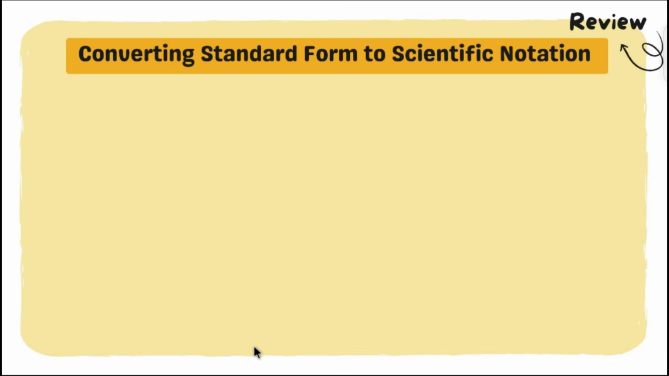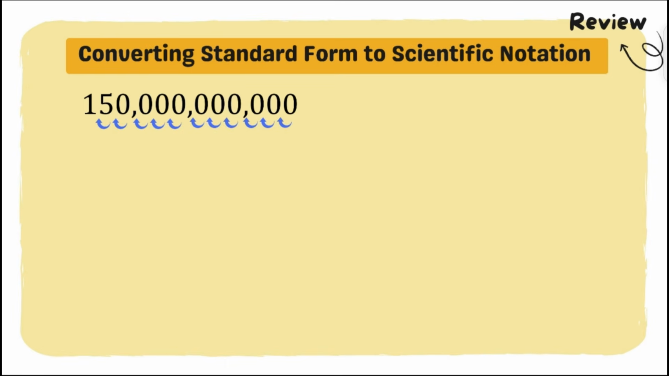What else? In our previous lesson, if you haven't watched it, you can also watch our lesson on converting standard form to scientific notation and vice versa. The title of our lesson previously is Writing Scientific Notation. Ito po yung pinag-aralan natin last time. If we're going to convert this very large number, we will just move the decimal point to the right and it will be 1.5 times 10 raised to 11. 11 here is the number of times na nag-move tayo ng decimal point.